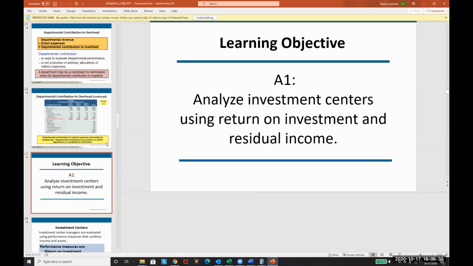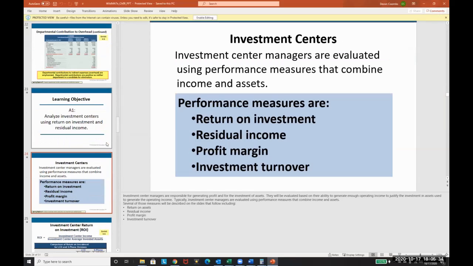So next step is analyzing investment centers. And so what are investment centers? An investment center's goal is to make investments, to make income from purchasing assets generally. And so how do we measure this? It's these concepts of return on investment, residual income, profit margin, and investment turnover. We're going to memorize all of these formulas because you're going to know them the rest of your accounting career.